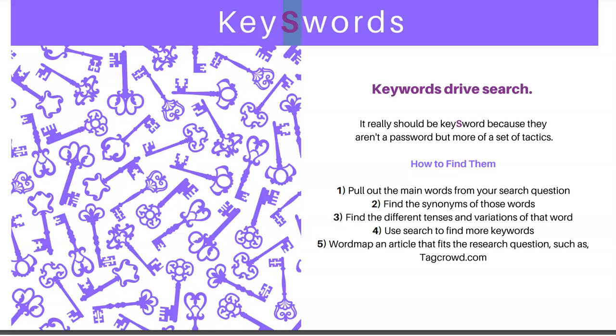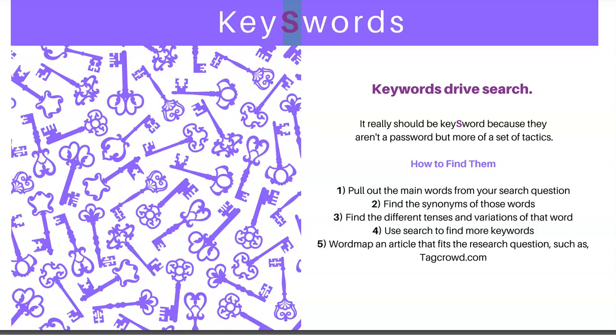Pull those main words out and keep a list. Find the synonyms to those words. Precipitation, rain, right? Find the different tenses and variations of that word. Precipitate, precipitating, precipitated, precipitates. Yes, okay, we got that. Hey, more than that, use your research to find more keywords. Even authors of research often have their own set they provide you. And some of those are more current than the ones used by the journals that they get published in. They're great to use.